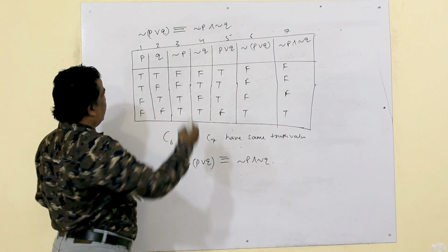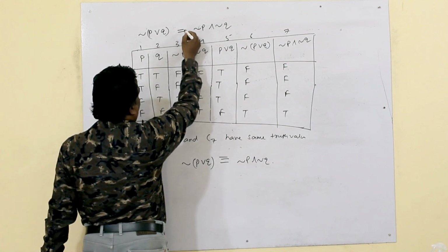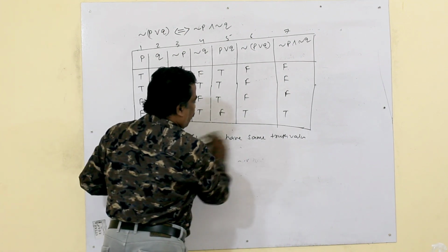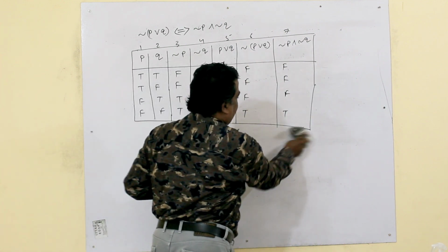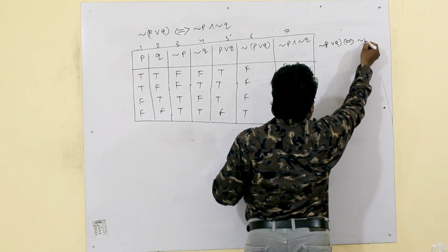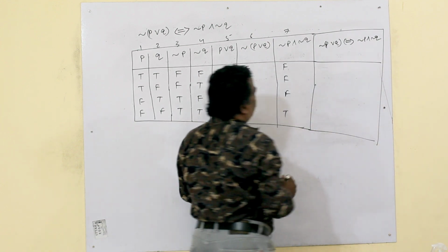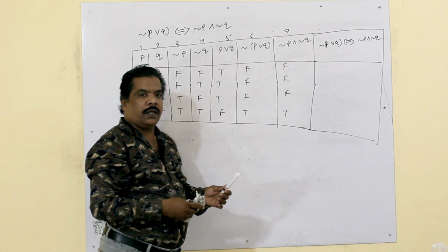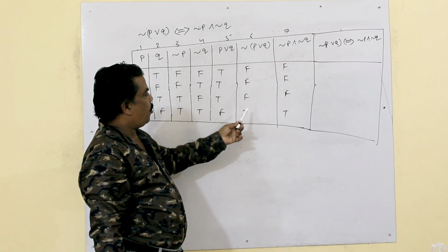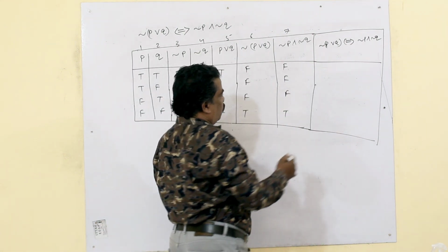Suppose the question is given that find the truth values of negation of P or Q, double implies negation P and negation Q. Then we form another column representing negation of P or Q, double implies negation P and negation Q. Here we see that in case of P biconditional Q, if both have the same truth value, it is true, otherwise false. As they have the same truth value, so it is true.